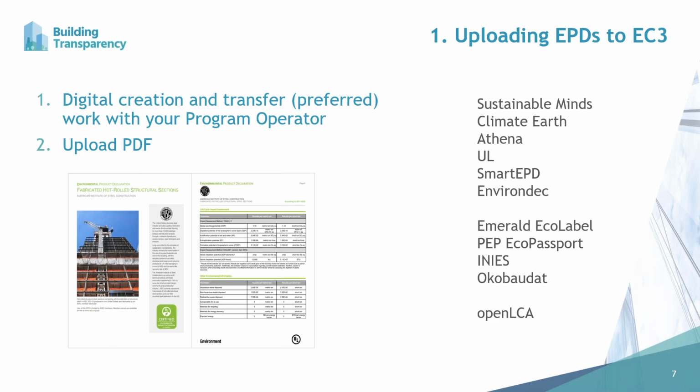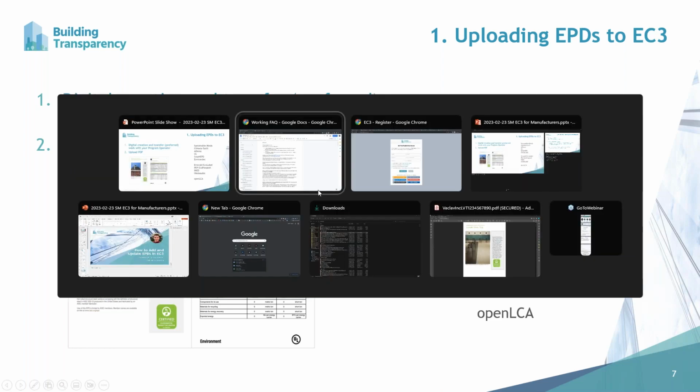The second method has been, I would say, most prevalent in the early days of EC3, but also is prevalent for architects that are actually receiving PDF documents of environmental product declarations, or manufacturers that have them and don't work with the program operator right away. They can upload PDF documents into EC3. So I'll go over that method right now.